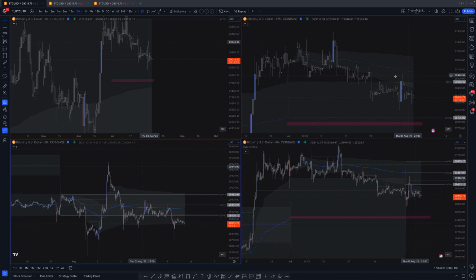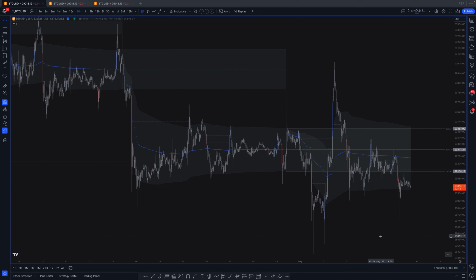So straight away we can see how this all lined up and could have given you some insight as it was happening, not like a lagging indicator, but as it was happening. Let's drop down to the weekly and we can diagnose this a little bit more.